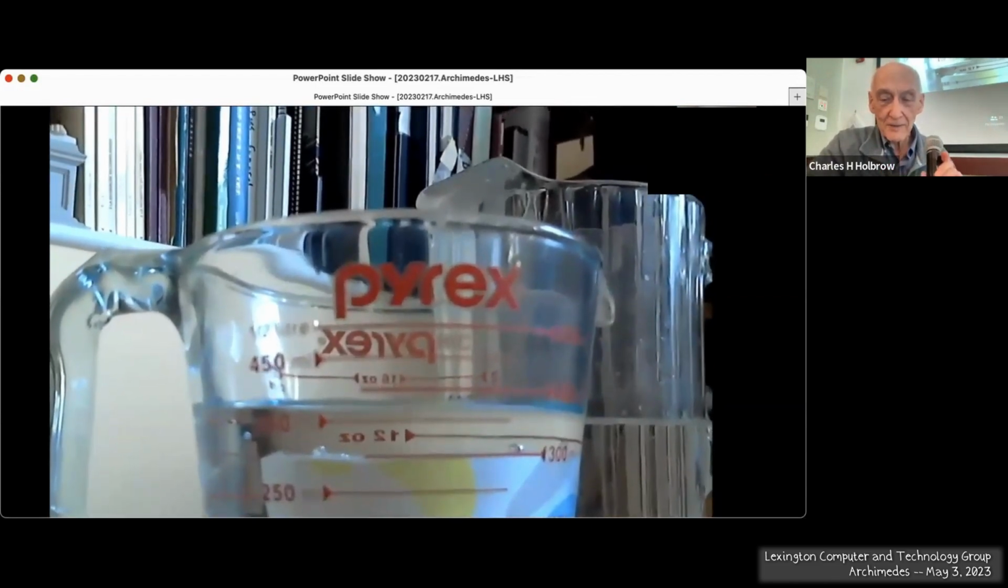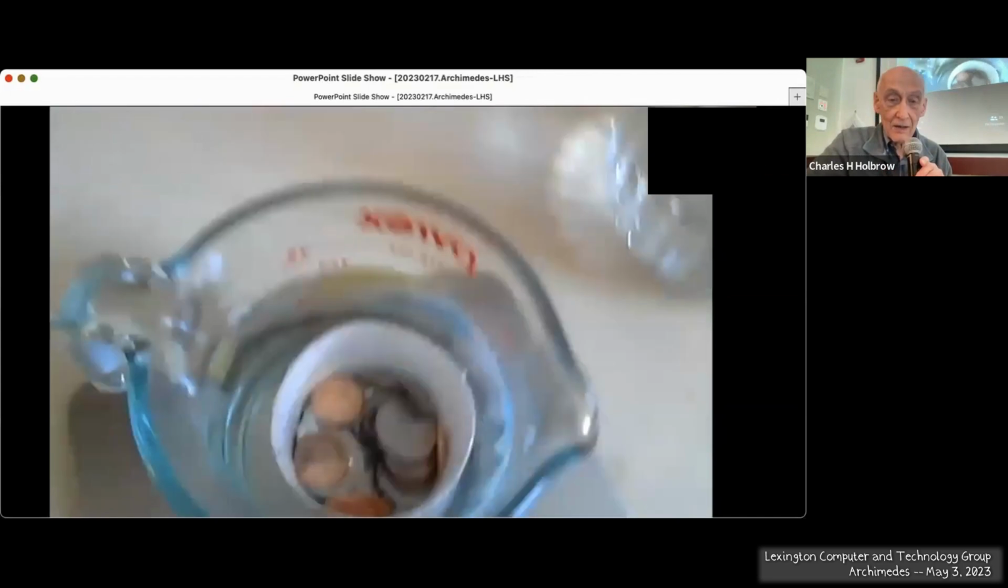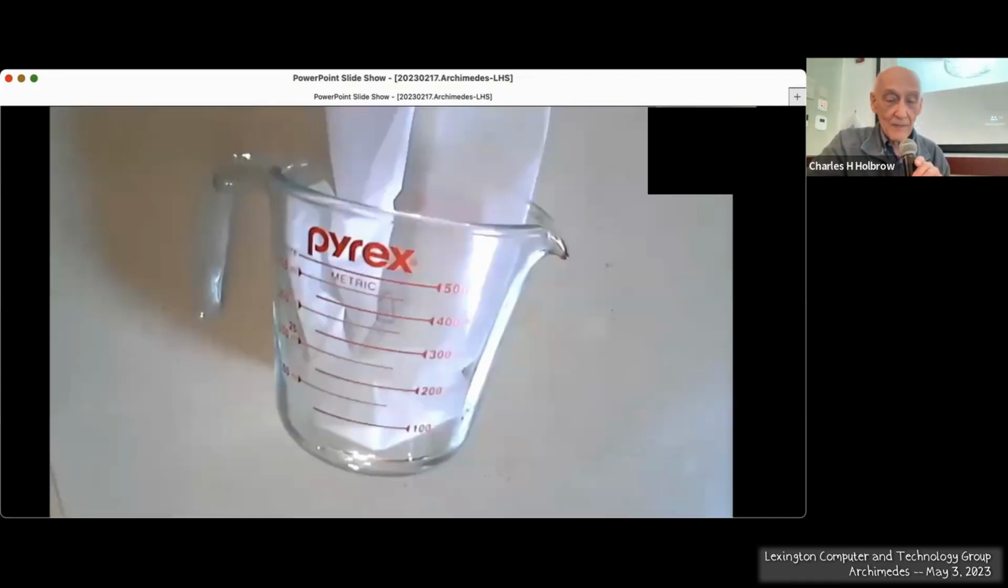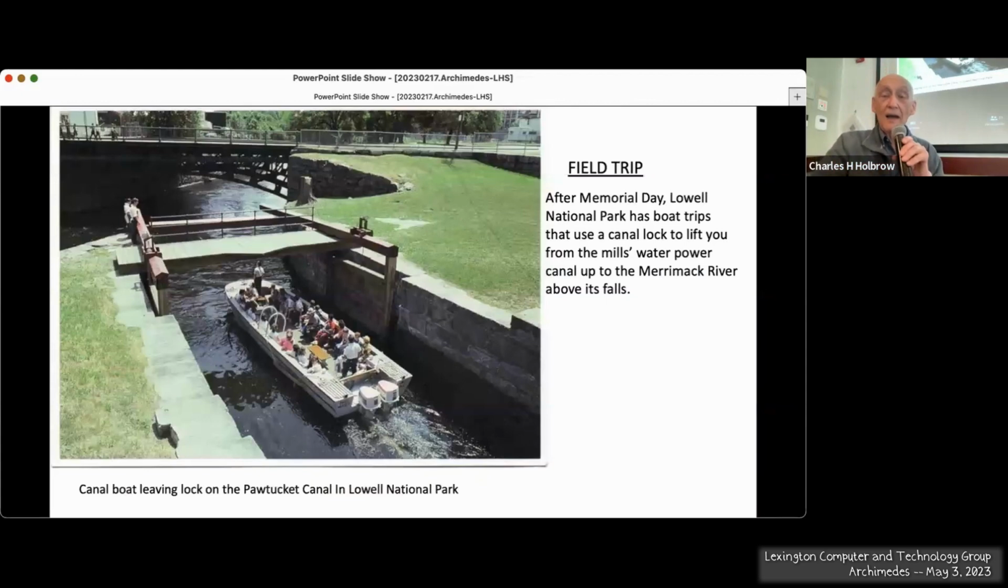Let me go next again. I thought I should tell you this because it is important for you to know that you can take a field trip and experience your own canal lock at the Lowell National Park. I took a couple of grandkids there. They're now 30, so it must have been 18 years ago. It was the last time they were young enough to do what grandfather wanted them to do.